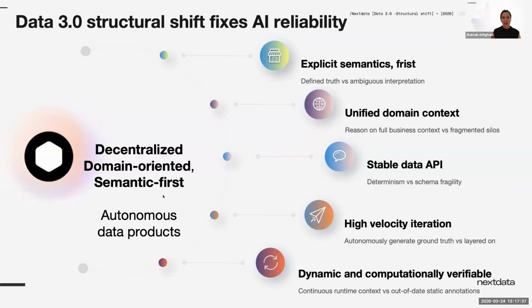Unified domain context is all of the context related to customer feedback together, not just silos of it. So the semantic definitions, the link, the data itself, the functions to query that data, the health of that data, the policies governing that data, all bundled together and available. The interface for agents is not a volatile schema layer. It's a stable data API layer that improves the determinism in the agent behavior, as opposed to the fragility of the schemas that they have to deal with.